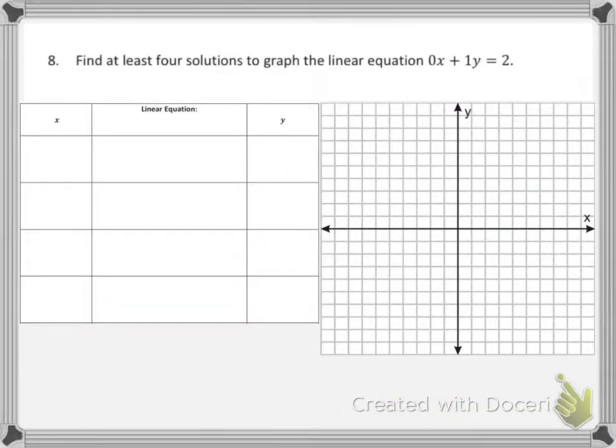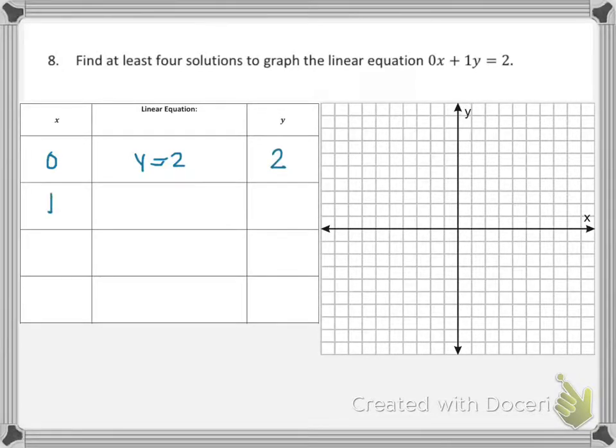Number 8. Find at least 4 solutions for 0x plus 1y equals 2. So let's put a 0 in for x. If I put a 0 in for x, I get 0 times 0. That's 0. And then y equals 2. Okay, so if I put a 0 in for x, y equals 2.